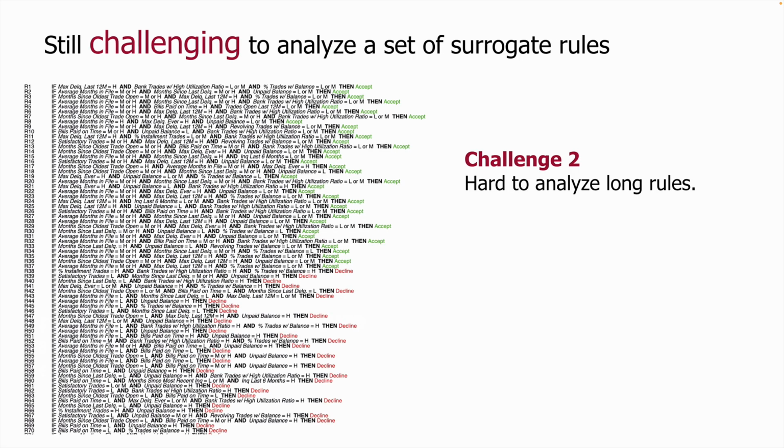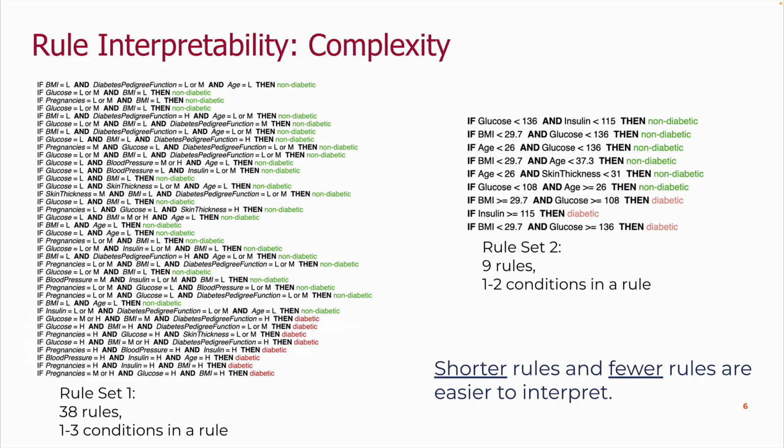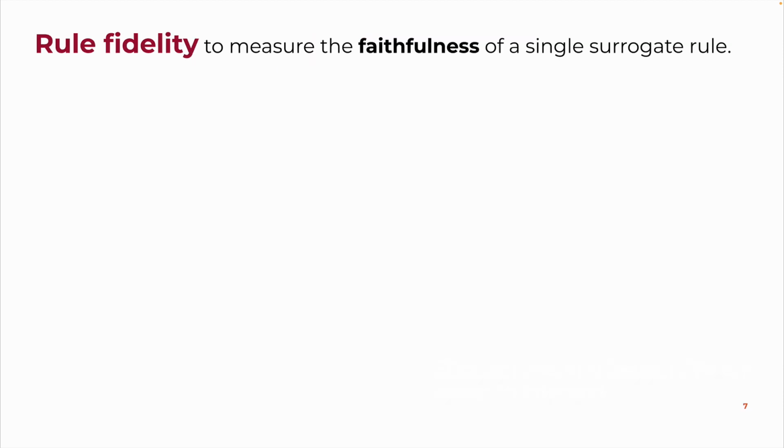However, another challenge comes from the long rules. It is still hard to read through the whole rule set like this. Here are two rule sets approximating the same model. Of course, the second rule set on the right contains shorter rules and fewer rules, which are easier to interpret. But let's take a step back. Because these rules aim to approximate another model's behavior, how faithful the rules are is also important. But how do we measure it?